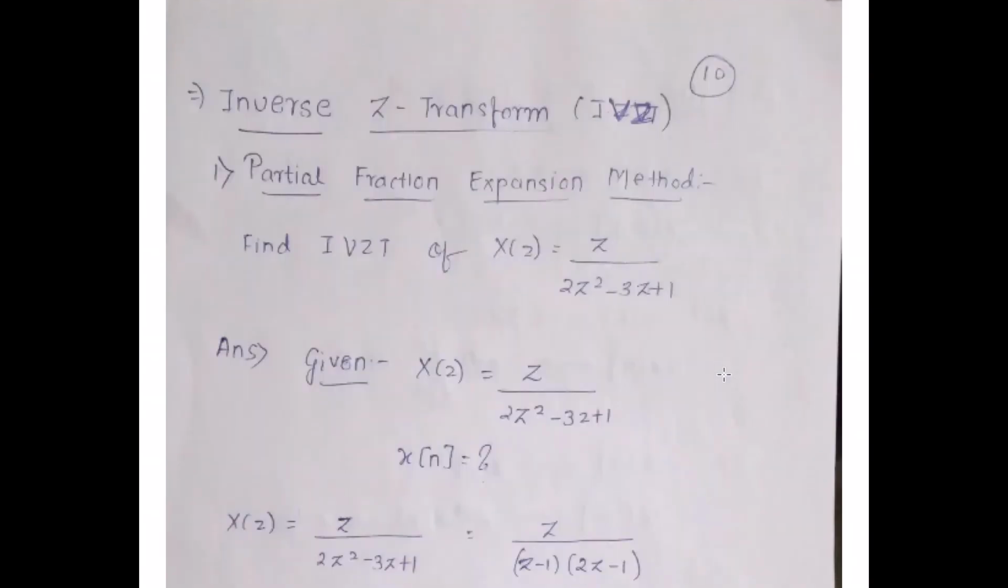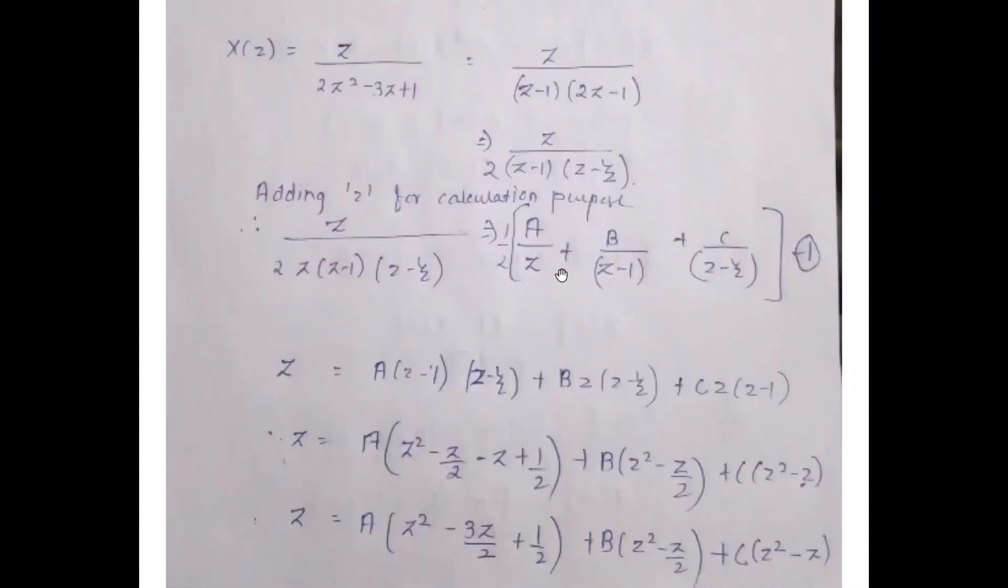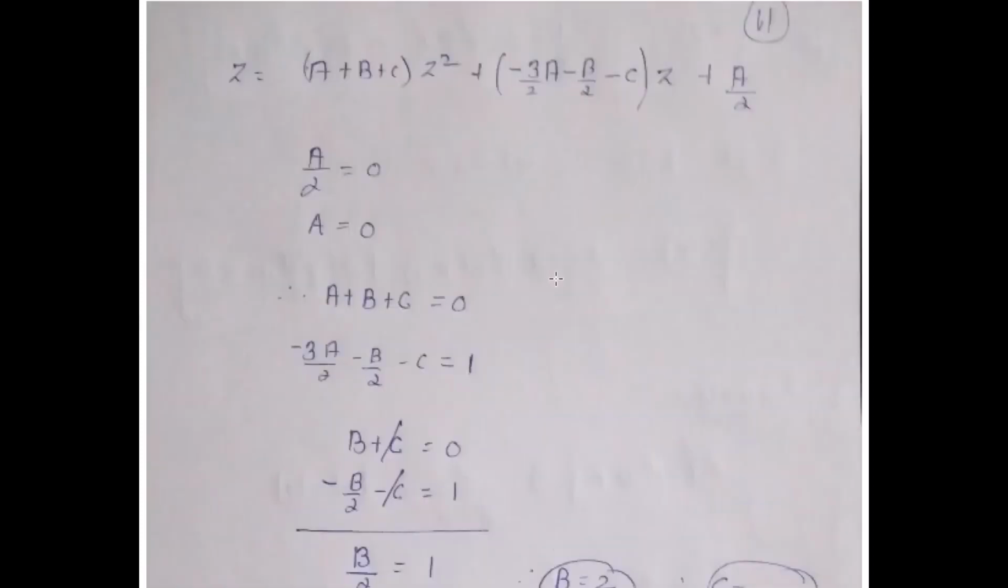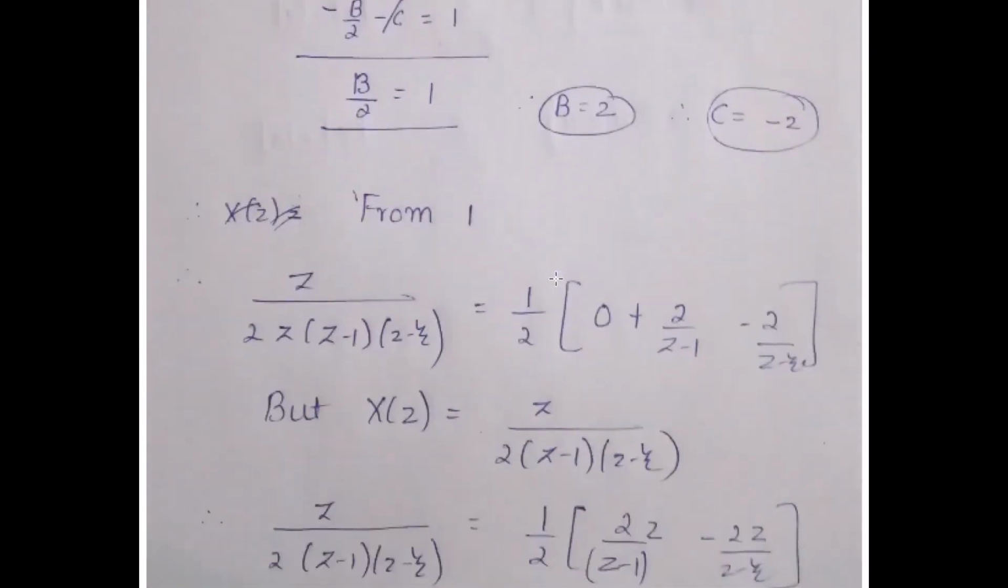So just put these values in equation number 1. Understood? Now what you have to do is, hence you will get half into 0, because a is 0, plus 2 into z minus 1 minus 2 into z minus half. Now understand that, as I told you, this z that we had added in the denominator was an extra z just for calculation purpose. So I'll just bring this z on the right hand side.